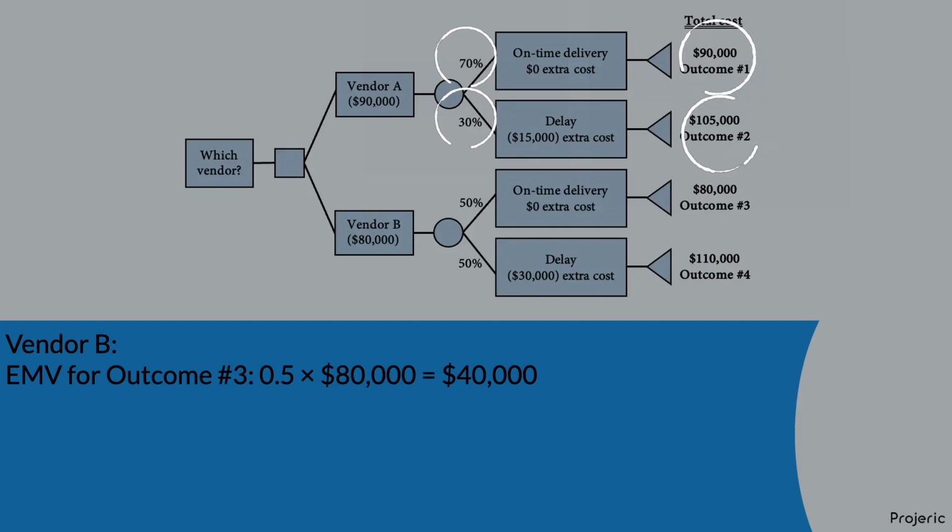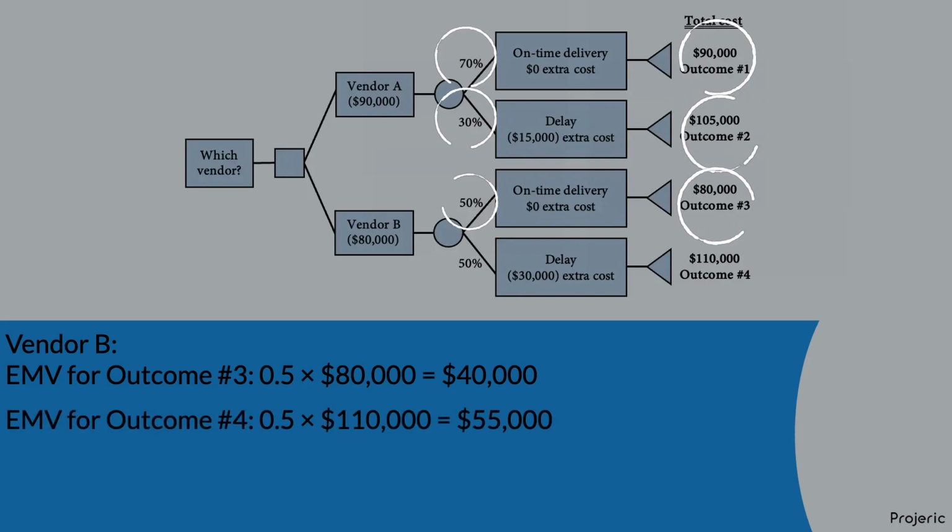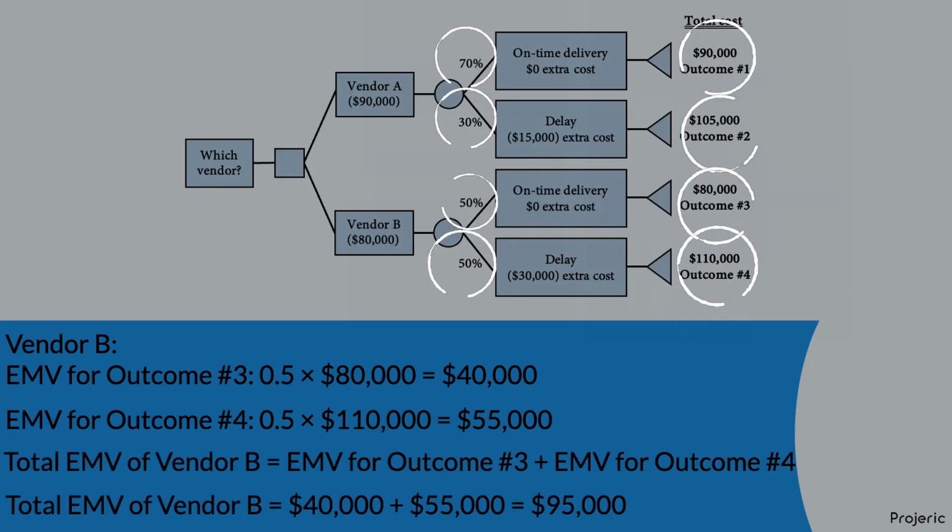The EMV of outcome number 3 is calculated as 0.5 multiplied by $80,000, which equals $40,000. The EMV of outcome number 4 is calculated as 0.5 multiplied by $110,000, which equals $55,000. The total expected monetary value for Vendor B in this case can be calculated by adding the EMV of outcome number 3 to the EMV of outcome number 4. That is, $40,000 plus $55,000 equals $95,000.